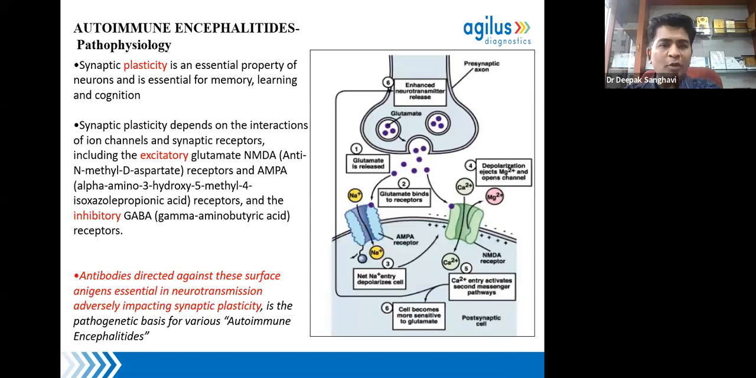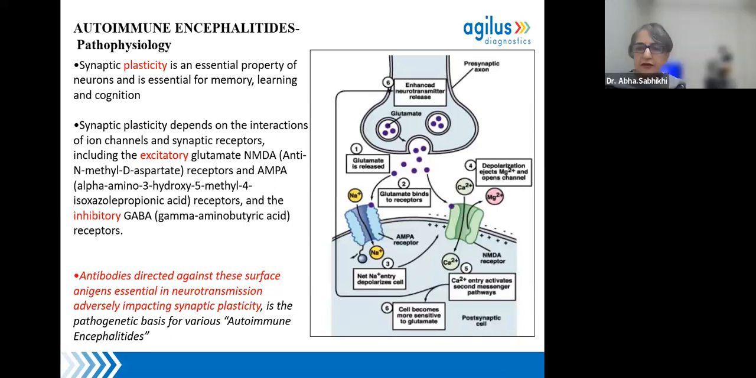When we talk about autoimmune encephalitis, the pathophysiology part of it is that the neuronal junction is between two neurons. When they come at the junction, there are either excitatory receptors or inhibitory receptors, and this is also called synaptic plasticity. This is very important for the neurons to work, especially from the memory, cognition and learning perspectives, and hence this condition is called synaptic.